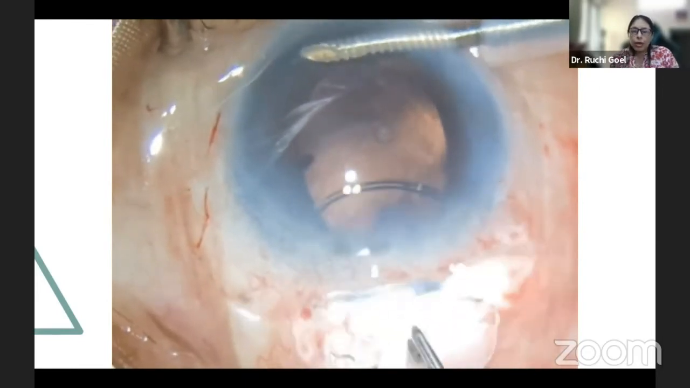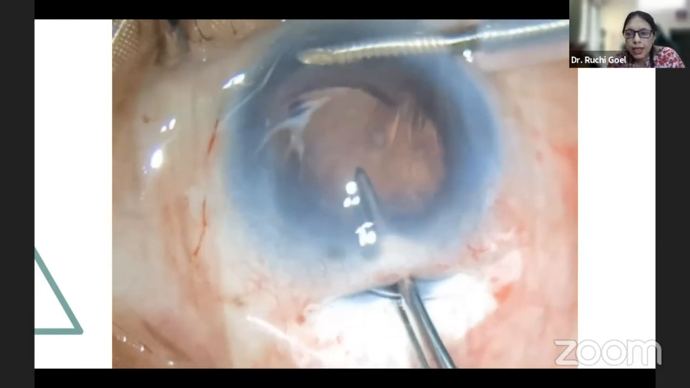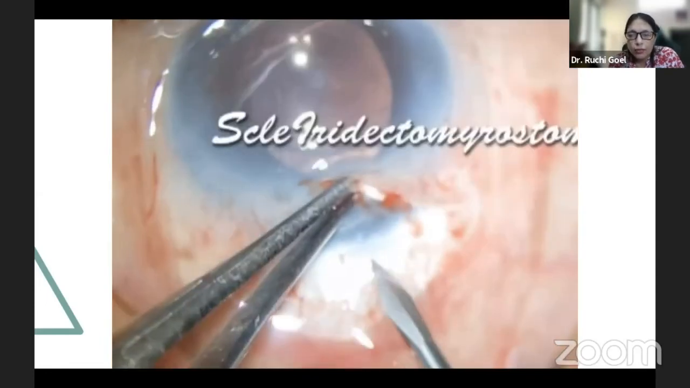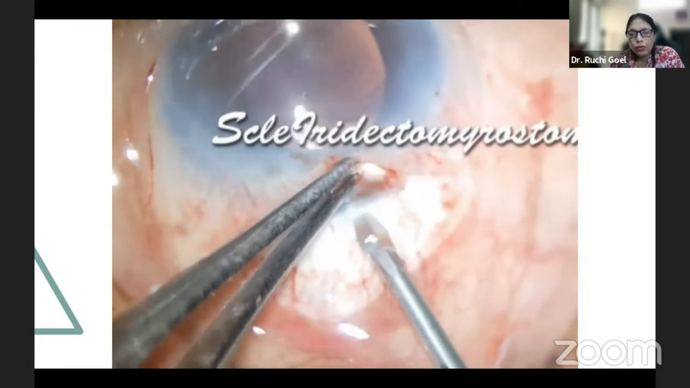for cortical aspiration. The IOL has been placed within the bag. Sometimes this 12 o'clock suture can be removed after placement of the IOL. Now, this is how we do a trabeculectomy.